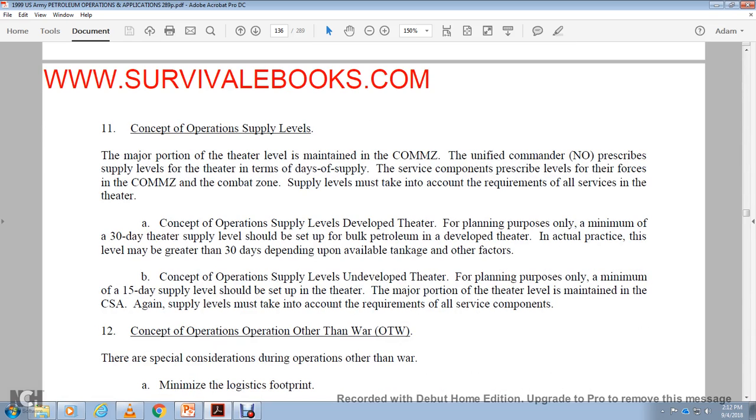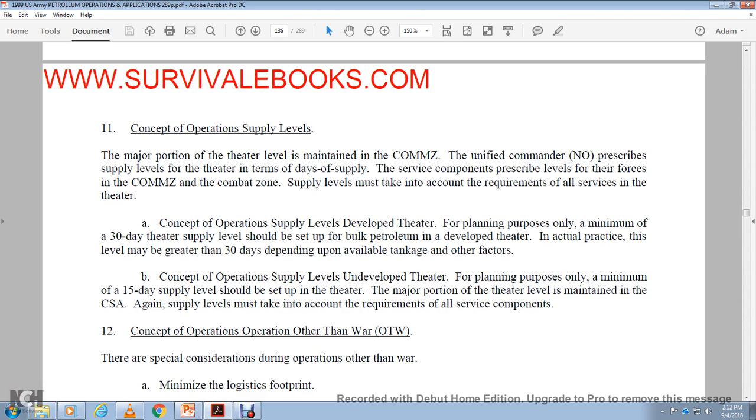Concepts of operations, supply levels. The major portion of the theater level is over the combat communications zone. The unified command prescribes the supply level to determine the days of supply. The service components prescribe the level for the force in the combat zone and the communications zone, taking into account the amounts that represent requirements for the theater.